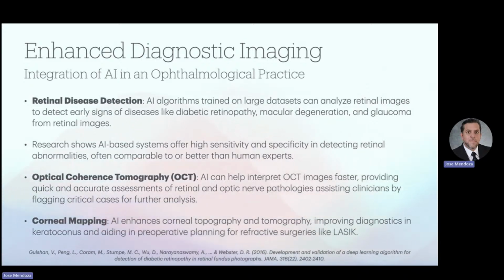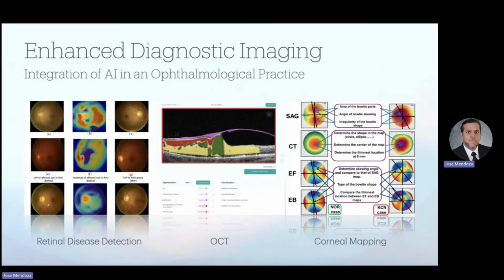Actually, research shows that artificial intelligence-based systems offer high sensitivity and specificity in detecting retinal abnormalities, often compared or better than human experts. In OCT, it can help interpret OCT images faster, providing quick, accurate assessment of retinal and optic nerve pathologies. As well in corneal mapping, for example, screening for LASIK surgery, or trying to improve the diagnostic in keratoconus. This will help a lot, of course, in busy clinics.